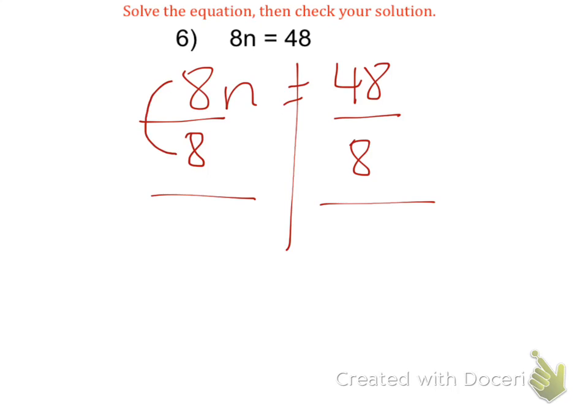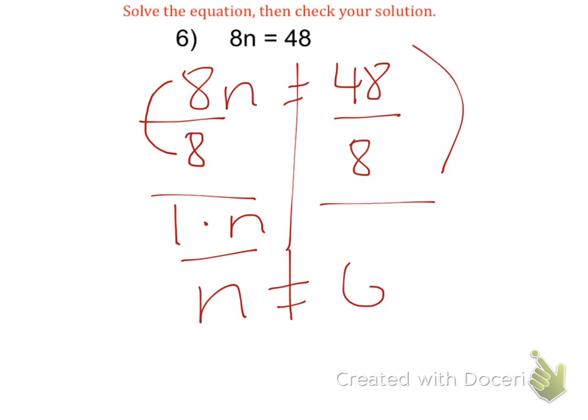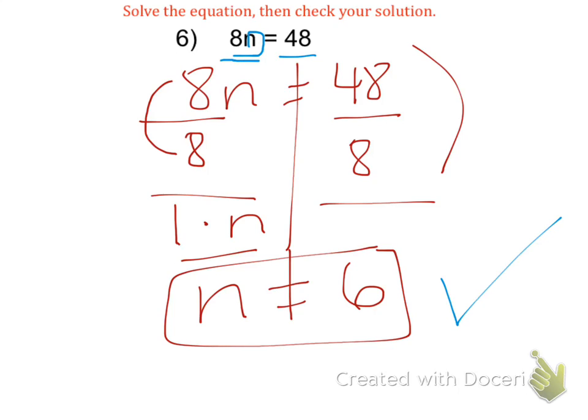8 divided by 8 is 1 times n. And 1 times n is the same as n. On this side, 48 divided by 8 is 6. Check our solution. If n equals 6, 8 times 6 is 48, and that is correct. Check.